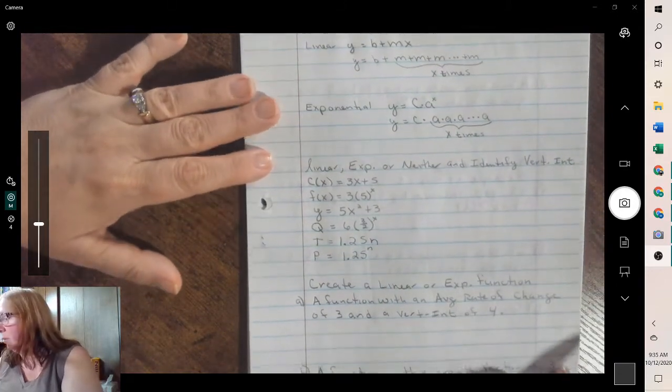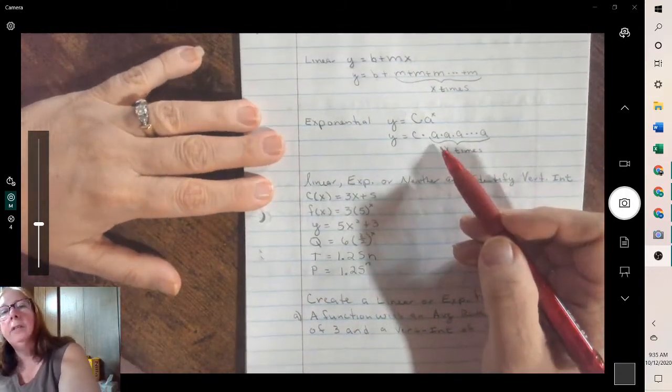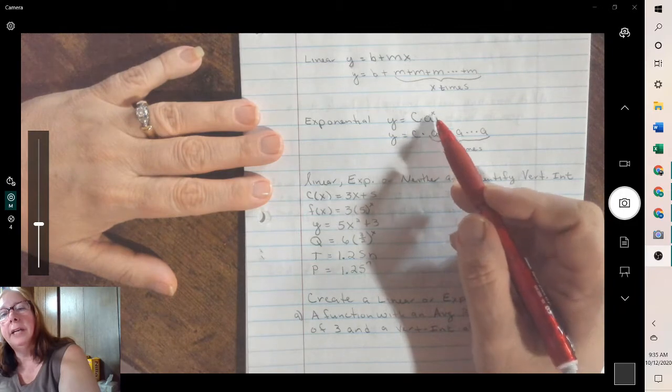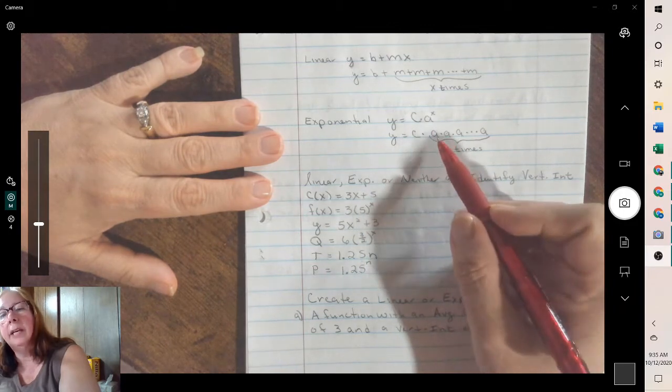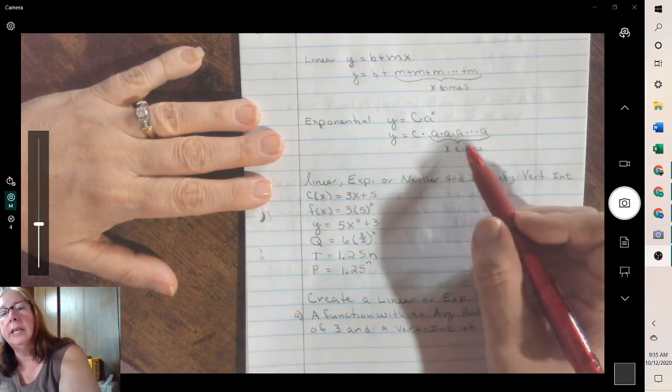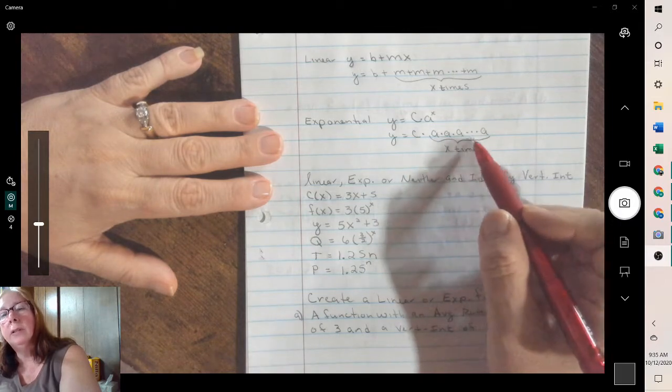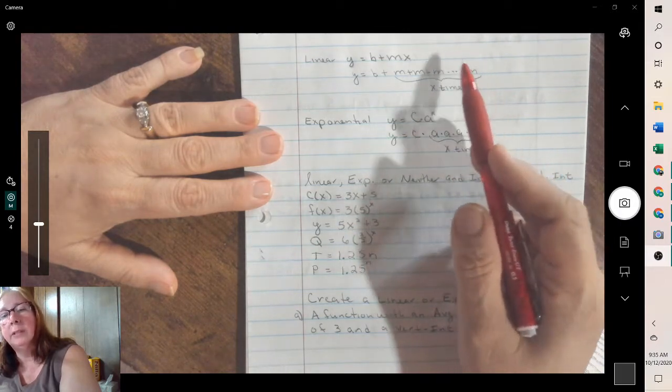Whereas exponential is multiplication, because we take c times a to the x, and a to the x means a times a times a times a, x times. So this one's a multiplication where this is an addition.